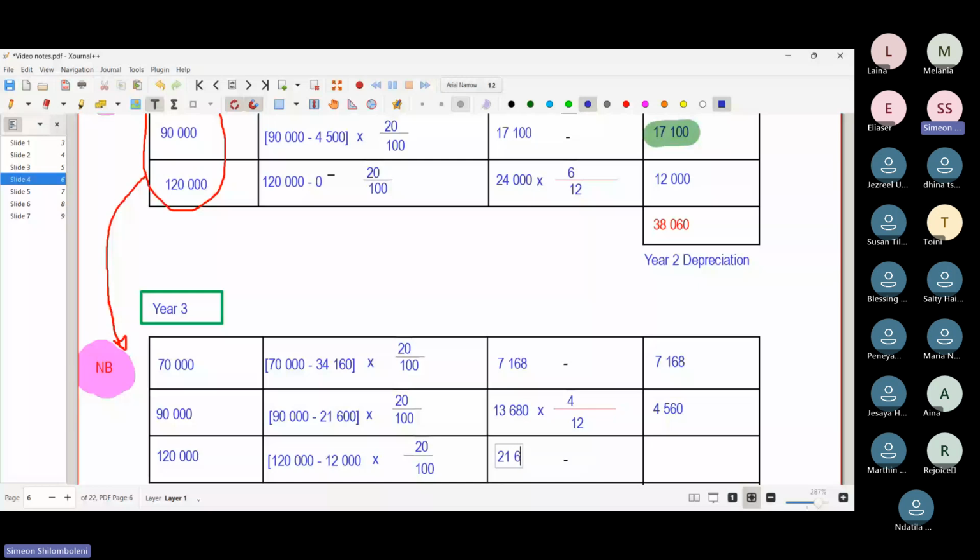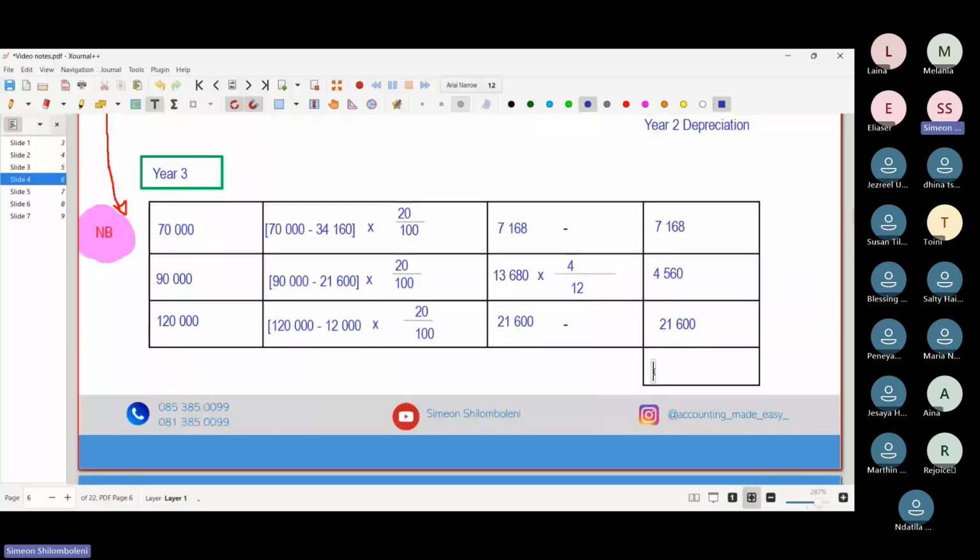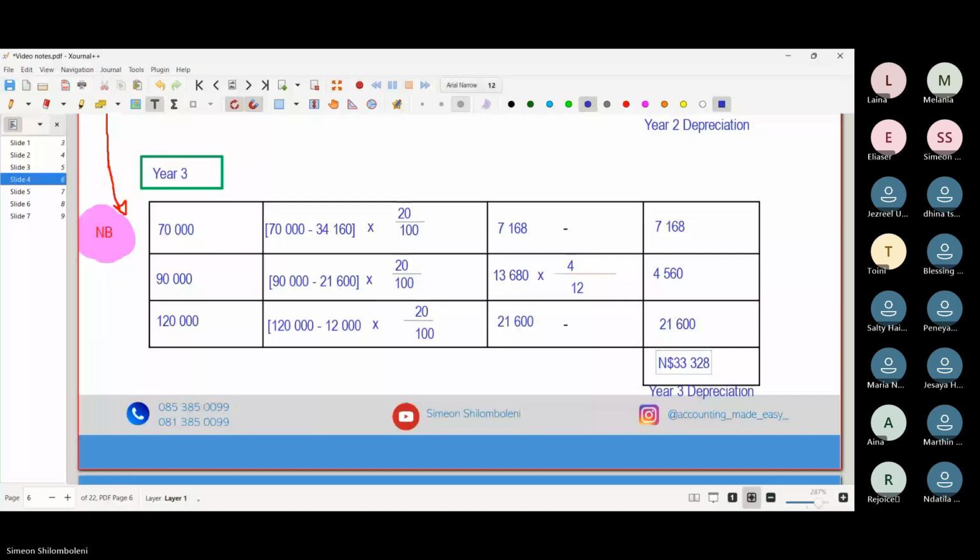Was it in our business for the whole year or did we sell it during the year? No, it was in the business for the whole year. So you don't have to make 12 over 12. So you just come and make 21,600. Now, how much is the total here, which we are going to call year 3 depreciation? It's going to be 33,000... 328. 320. Yes, sir. All right.